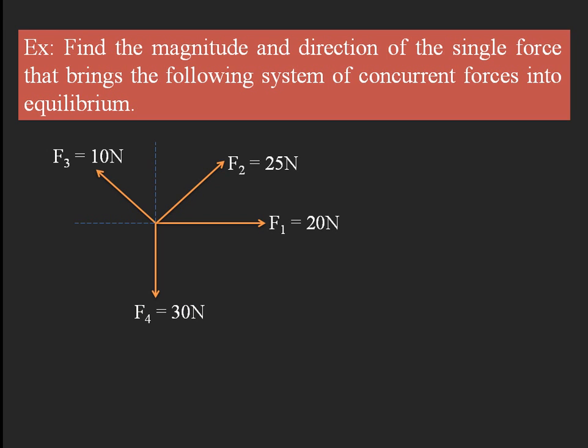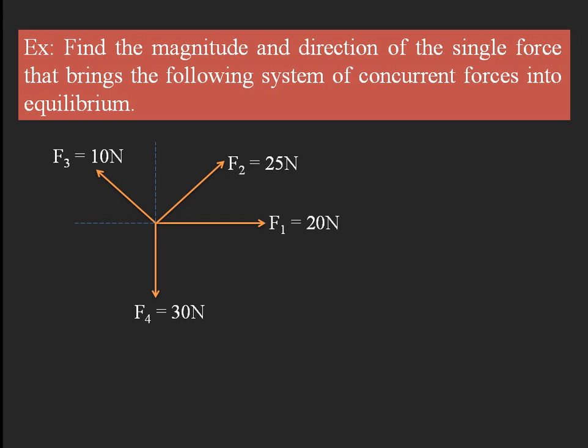So a total of four forces are acting from a single point. So these are all concurrent forces. Concurrent forces means a number of forces acting at a single point. For this system of forces we need to find one resultant force which will produce the same effect as all these forces are producing.